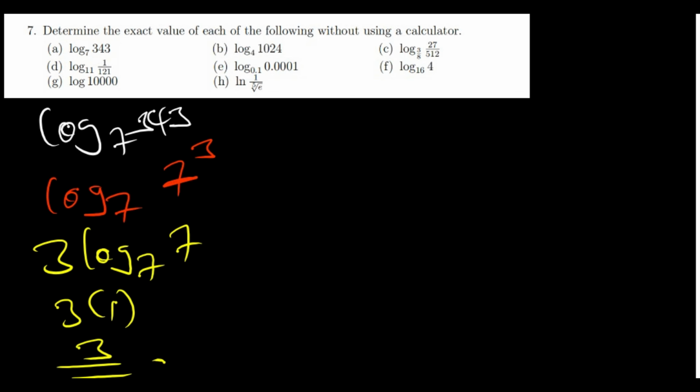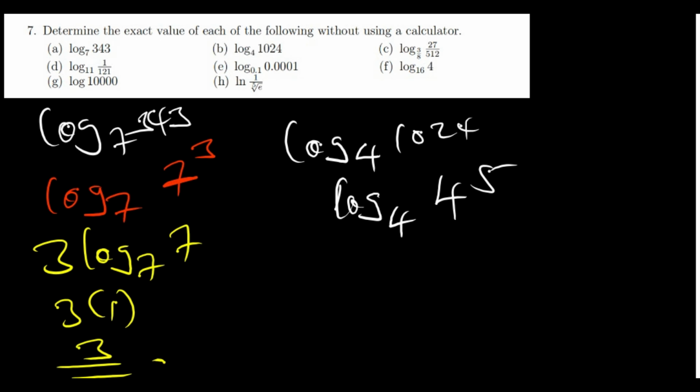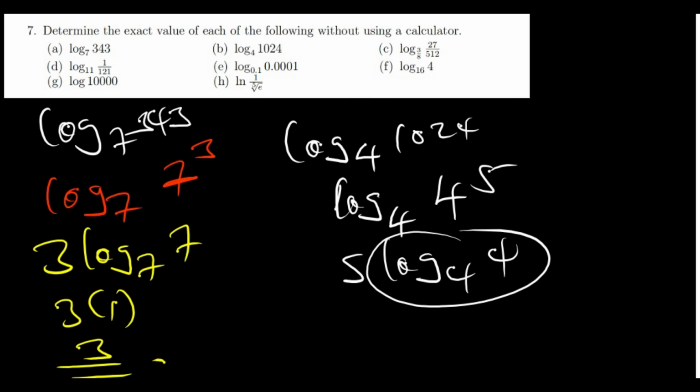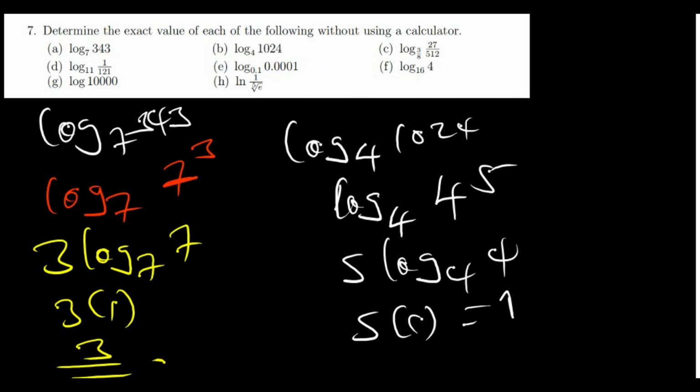Now let's go to part B. Part B, we have log base 4 of 1024. Now how can we make it? 4 to the power 2 is 16. 16 times 4 is going to give me 64. 64 times 4 is going to give me 1024. So in short, 4 raised to the power 5 gives us 1024. So I'm going to say log base 4 of 4 to the power 5. The property of logs lets me shift the 5 in front: 5 log base 4 of 4. This part is going to give us 1. Without using a calculator, we can see that our answer is 5.